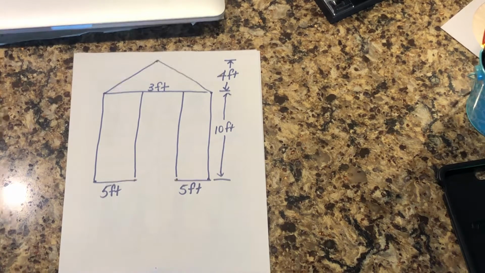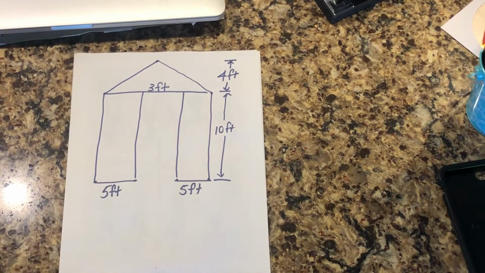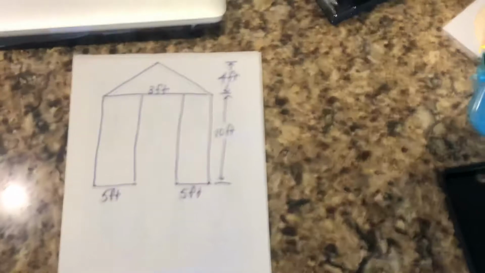Hello everybody. This is my lesson on 10.7 out of your math book, and the objective here today is to find the area of composite figures. A composite figure is a shape or a model that's made up of shapes.